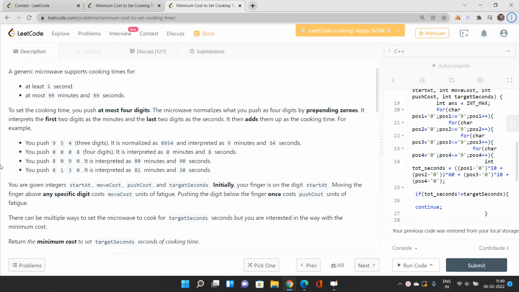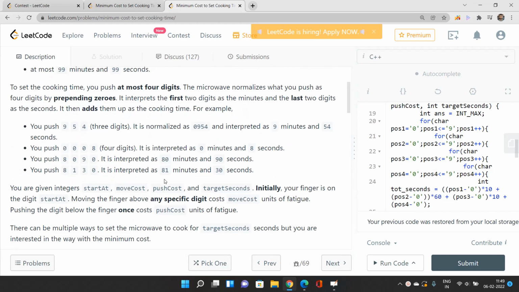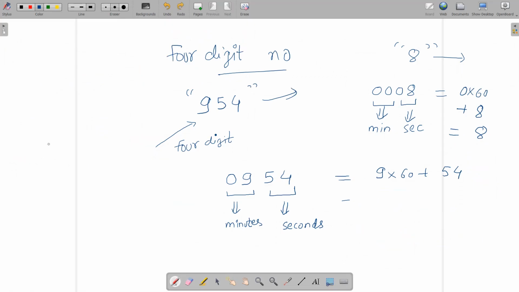So the microwave transforms this string into the corresponding number of seconds. What we are actually given are the integers start at, move cost, push cost, and target seconds. Initially your finger is on the digit start at. Start at denotes the digit where you start, and moving the finger to any other digit costs something. Let me first erase this one.